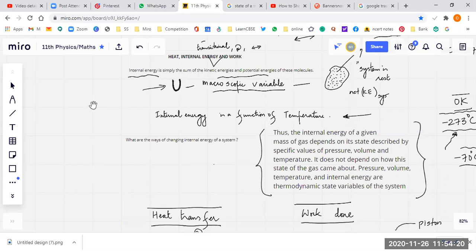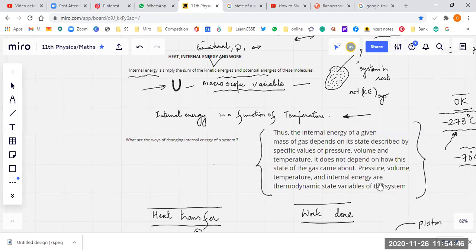I will also tell you, students, that world famous authors who have written great books on thermodynamics have mentioned that once, twice, or thrice you read the book, you may understand a little bit of it. So repetitiveness and consistency is important in this subject.